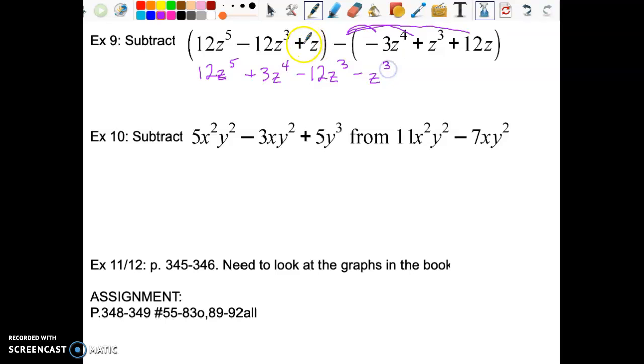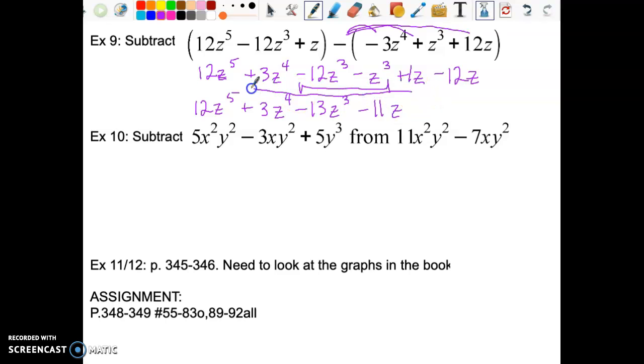Negative 12z, this becomes a minus 1z cubed. Again, you have to distribute. And then plus z, and then minus 12z. So I hope you're okay that I move things around. Now I can combine things together. So nothing to combine with that 12z to the fifth or 3z to the fourth. But these two I can put together to give me negative 13z to the third. And 1z minus 12z is negative 11z. And there's that answer.